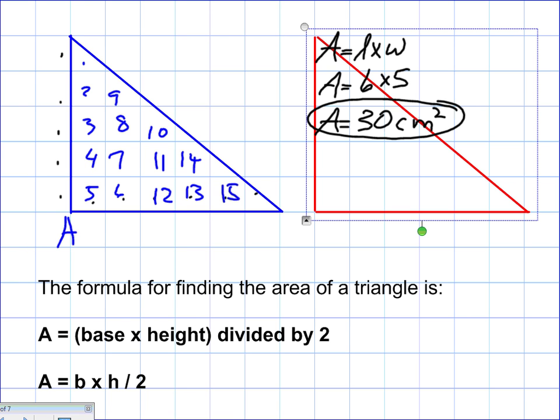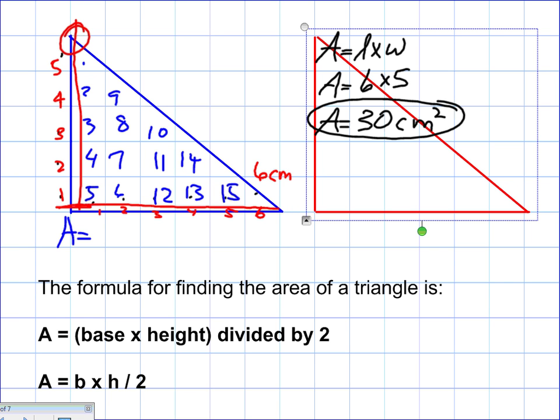So area equals base times height, and let's label these. Remember, any side of our triangle can be our base, so let's stick with what we would commonly call the bottom. 1, 2, 3, 4, 5, 6. So my base is 6 centimeters. My height, remember, is a perpendicular line from the vertex to my base. 1, 2, 3, 4, 5.